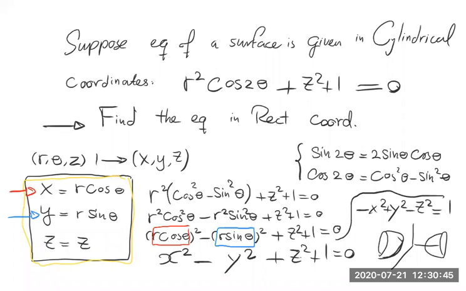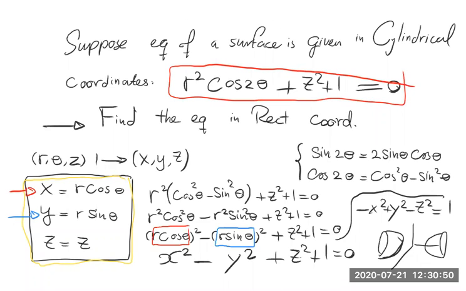So this was the equation of this surface in cylindrical coordinates, and we translated this equation to rectangular coordinates. That is correct. Any question here? Okay.